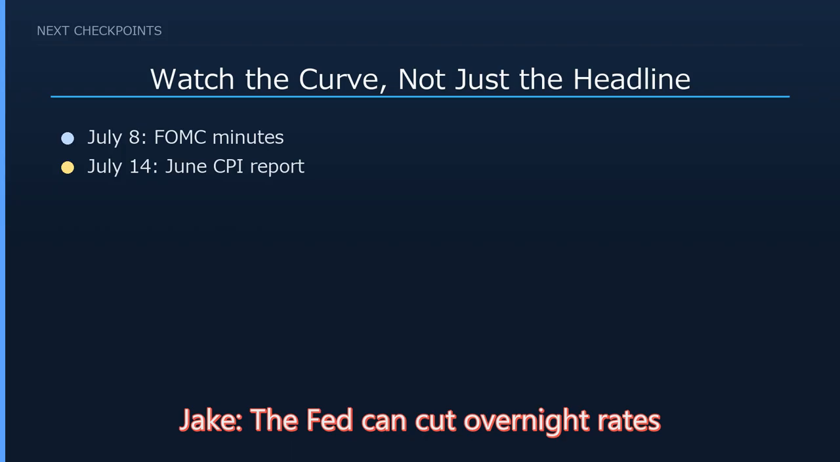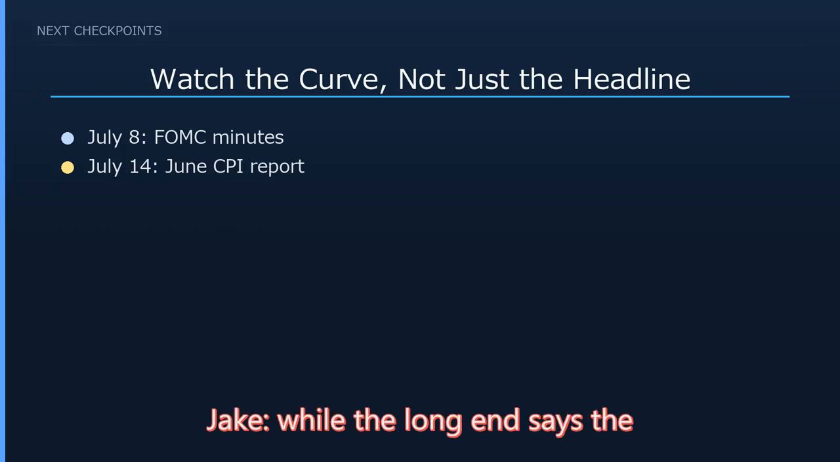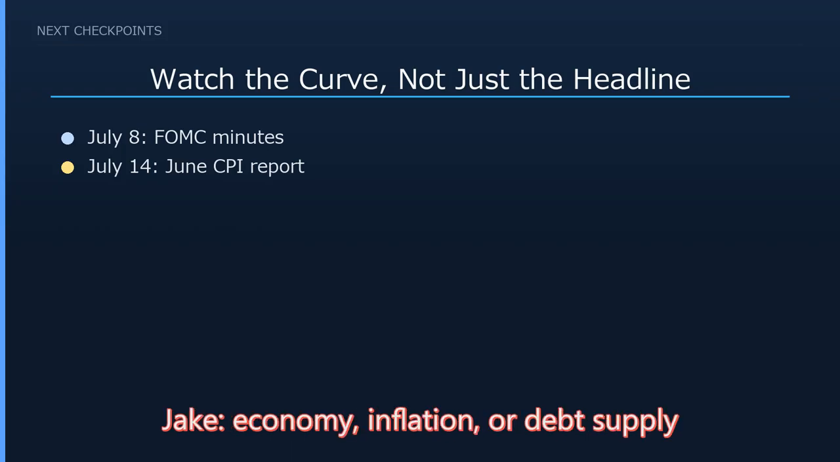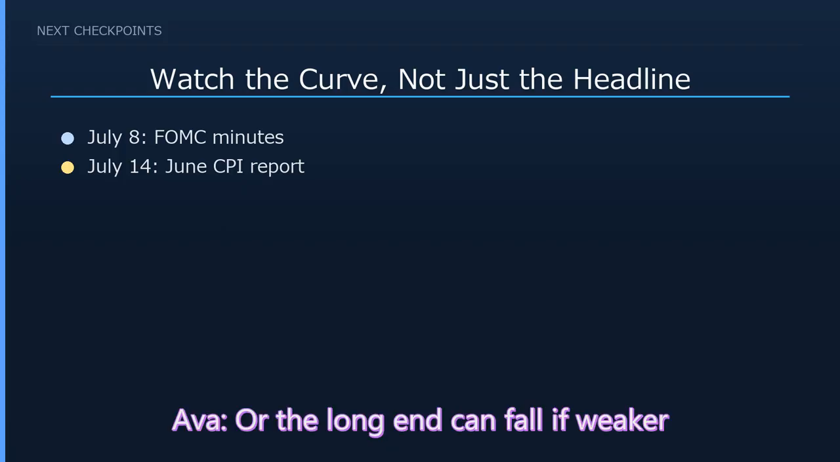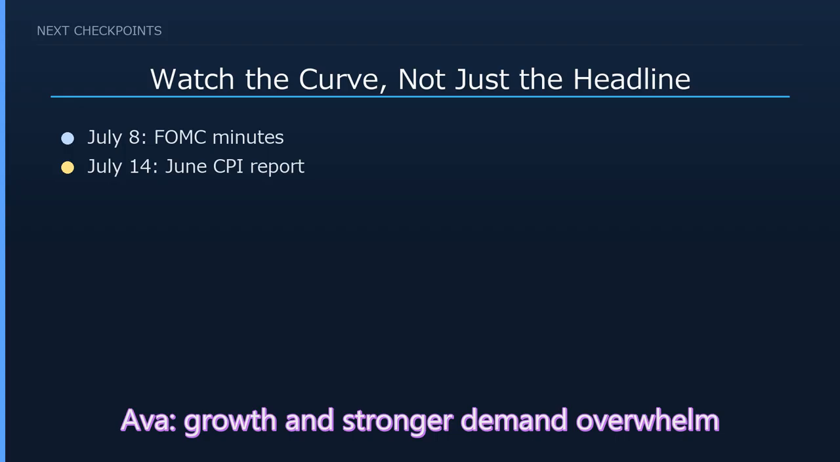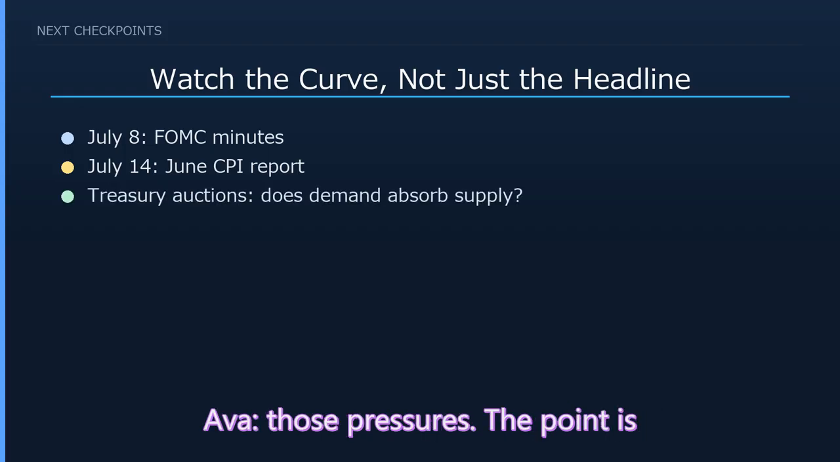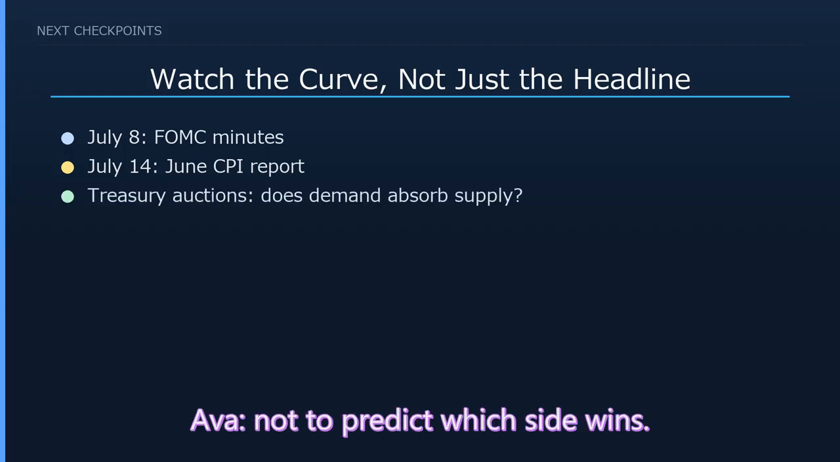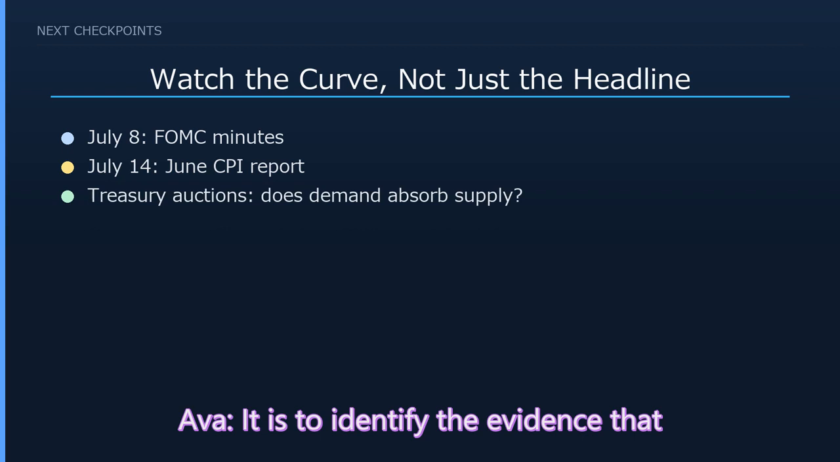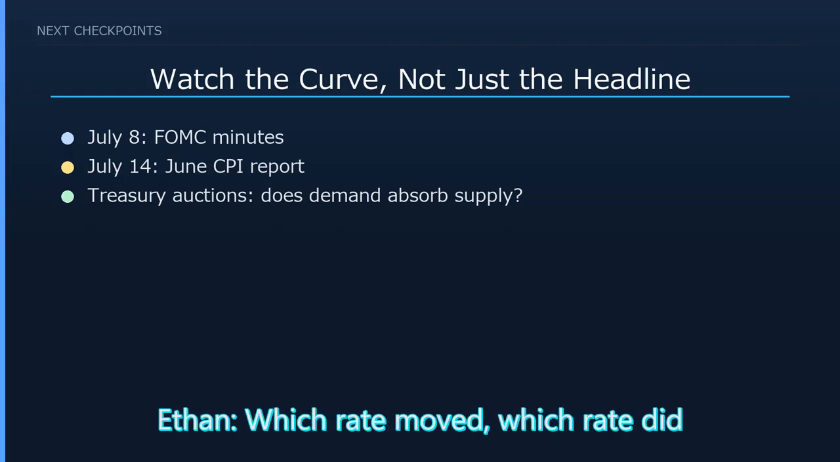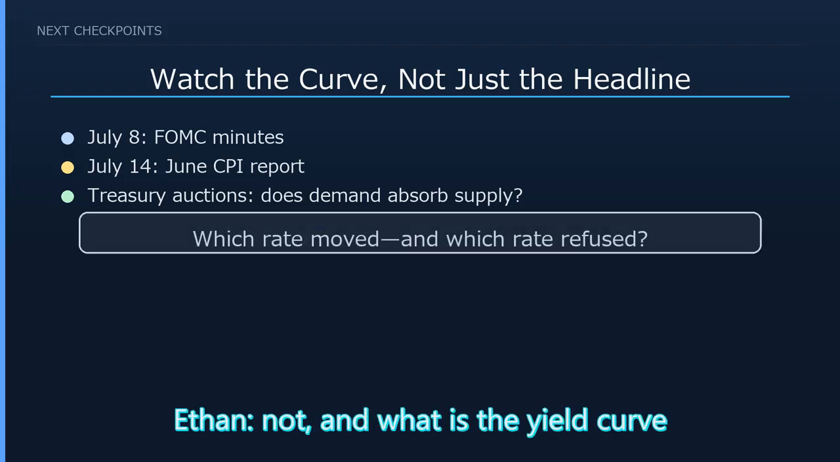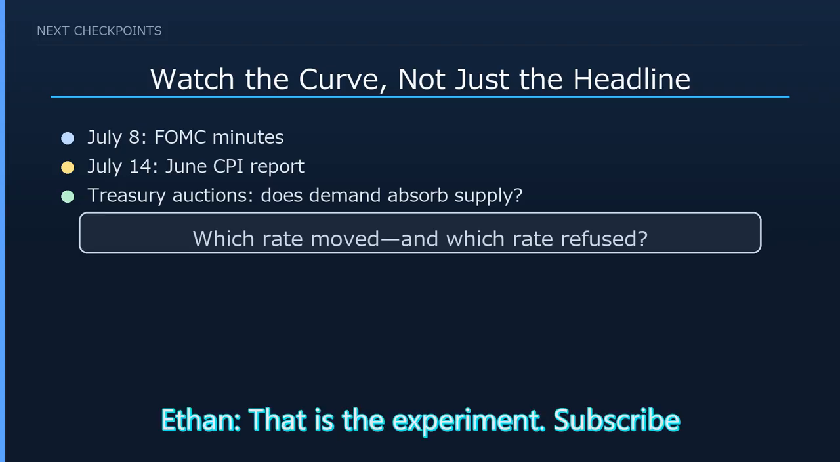The Fed can cut overnight rates while the long end says the economy, inflation, or debt supply still requires a higher return. Or the long end can fall if weaker growth and stronger demand overwhelm those pressures. The point is not to predict which side wins. It is to identify the evidence that would confirm either mechanism. The next time you hear the Fed cut rates, ask a better question. Which rate moved, which rate did not, and what is the yield curve telling us about the difference? That is the experiment.